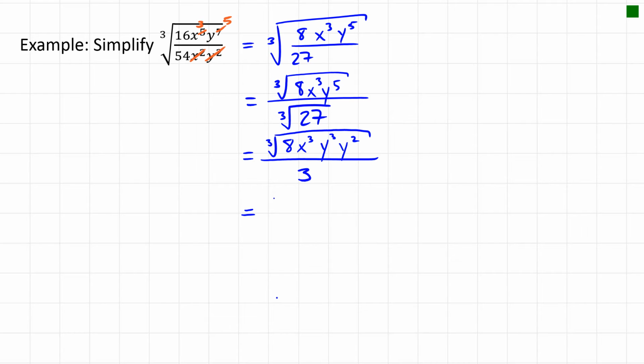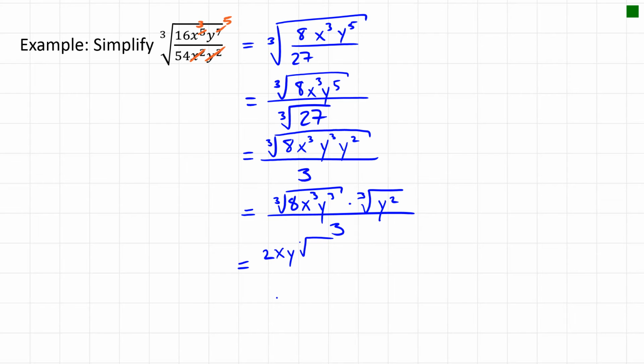So now I have the cubed root of 8x cubed y cubed, and I'm left over with the cubed root of y squared. So the cubed root of 8 is 2, the cubed root of x cubed and y cubed is just xy, times the cubed root of y squared, all of which is over 3. And there we go. That's my simplified fraction.